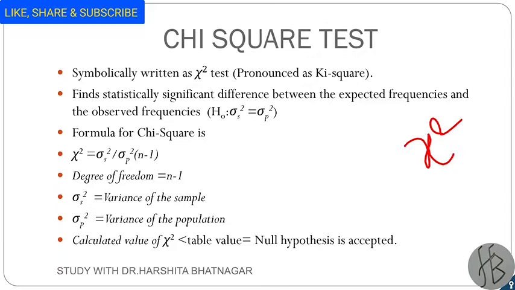And we conclude the result as follows: when the calculated value of chi-square is less than the table value, then we will accept the null hypothesis and we will say that the variance of the sample is equal to the variance of the population.